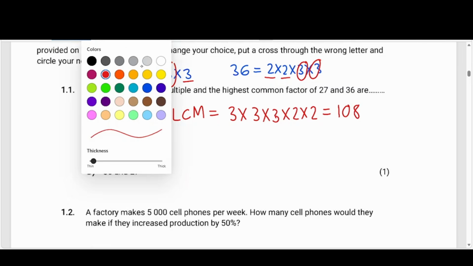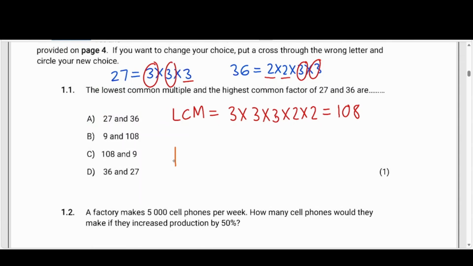And then if you want your highest common factor, how we do highest common factor is we only do the factors that are common in both. So here we've got a 3 in here and a 3 in here, a 3 in here and a 3 in here. And that is the only ones that we have in both. And so our highest common factor is going to be 9. So for this one, our LCM is 108. Our highest common factor is 9. So our answer is C.